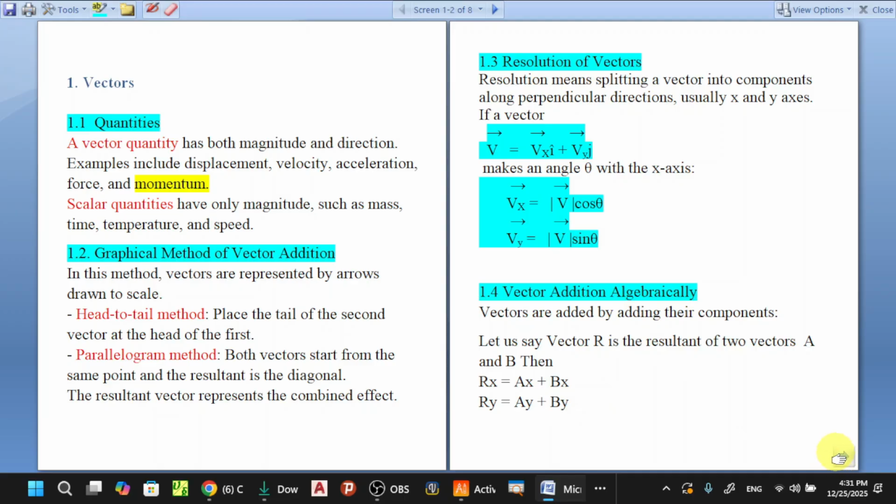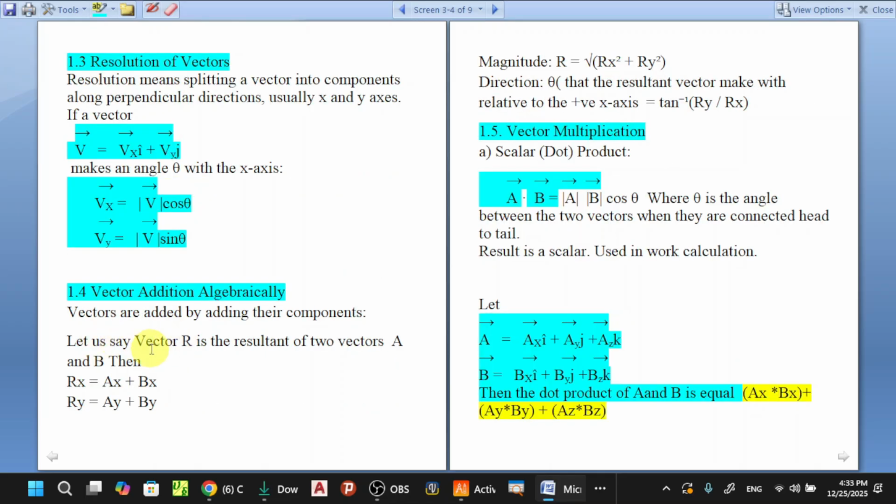So, addition of vectors. Let's say vector R is the resultant of two vectors A and B. Then Rx, the x component of the resultant R, is the sum of the x components of the two vectors A and B. And the y component of the resultant R is Ay plus By.